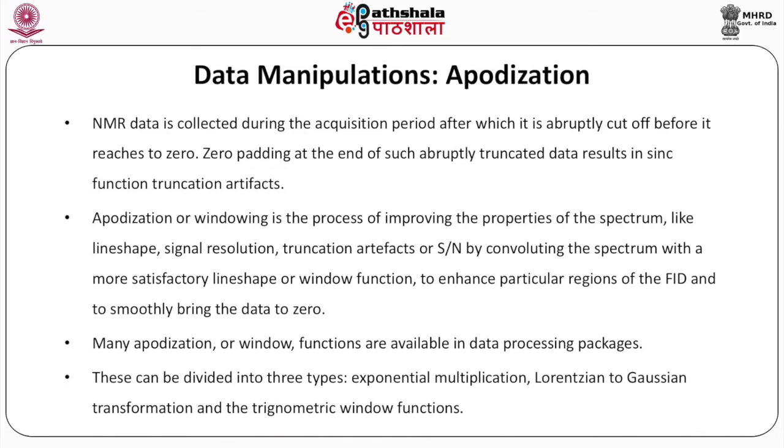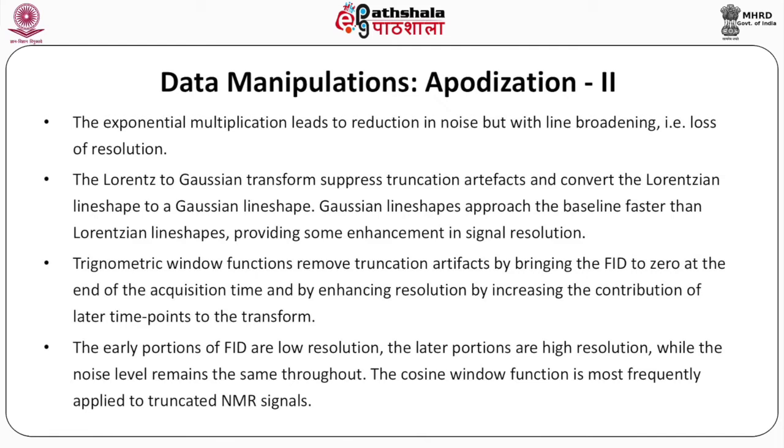These can be divided into three types: exponential multiplication, Lorentzian to Gaussian transformation, and the trigonometric window functions. The exponential multiplication leads to reduction in noise but with line broadening, that means loss of resolution. The Lorentz to Gaussian transform suppresses truncation artifacts and converts the Lorentzian line shape to a Gaussian line shape.